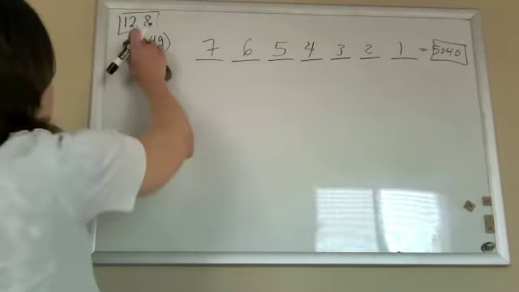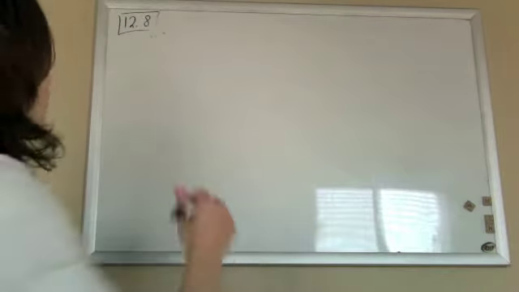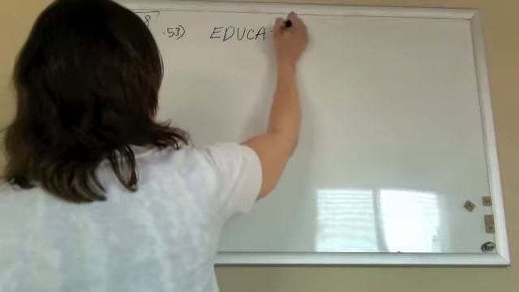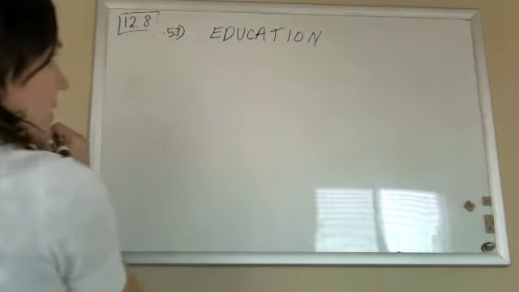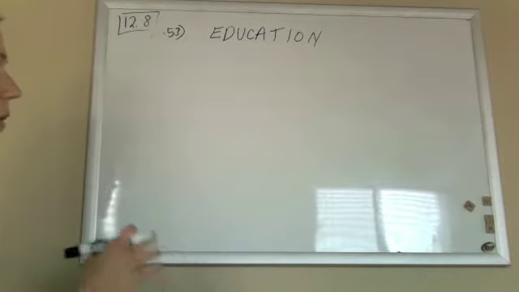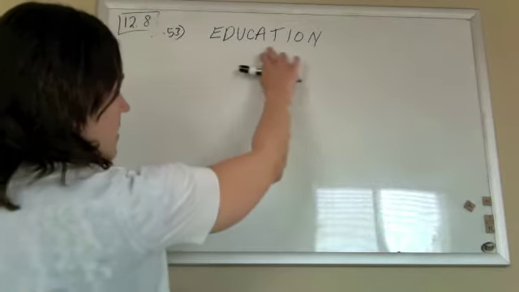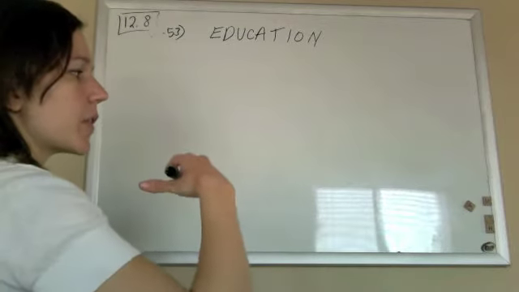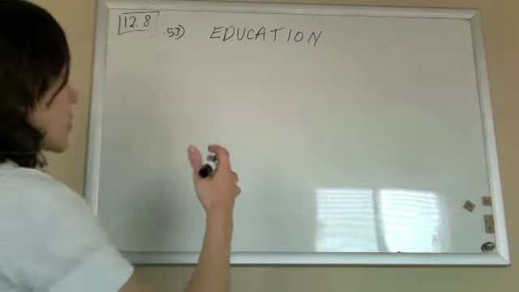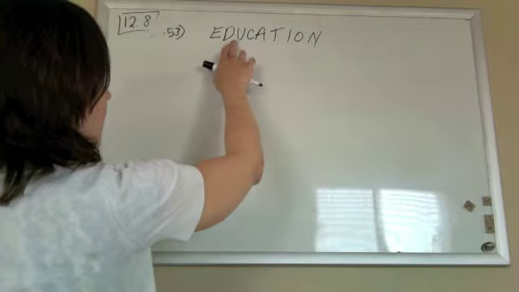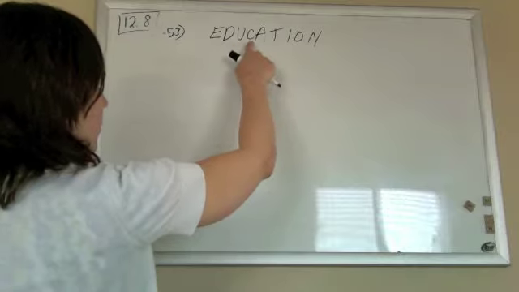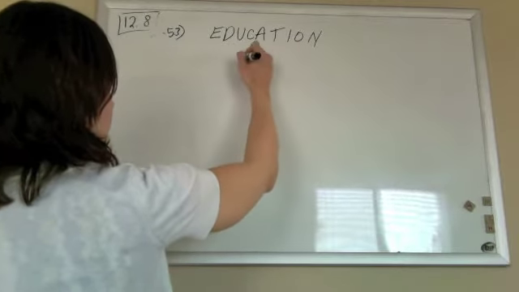53. We're looking at the word education. And we want to know how many ways we can arrange these. Now we have to be very careful with questions like these because if any of these letters repeat, then there aren't as many combinations as you would think because they would be the same. So, but I think all these letters are different. E, D, U, C, A, T, I, O, N.